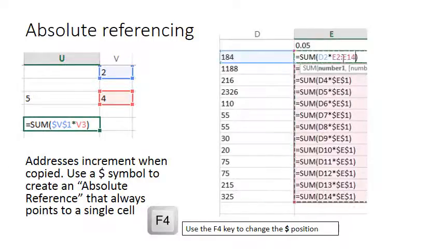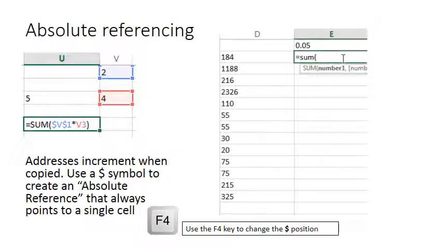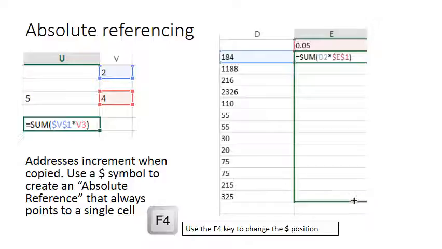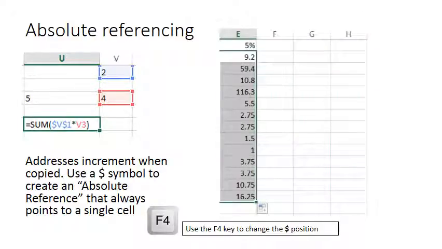Let's have another quick look at that. Okay, so if I were to start the formula again, equals the sum of D2 multiplied by E1, press F4 on the keyboard, dollar symbols are added for me, close the brackets, and I can now copy that through the rest of the column and have the results that I'm expecting.